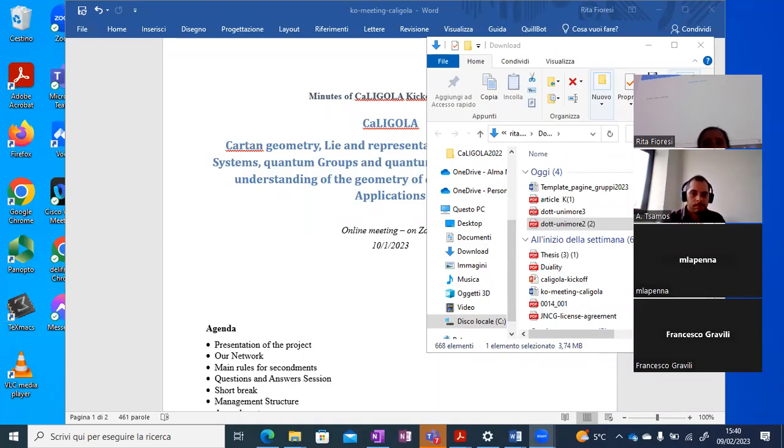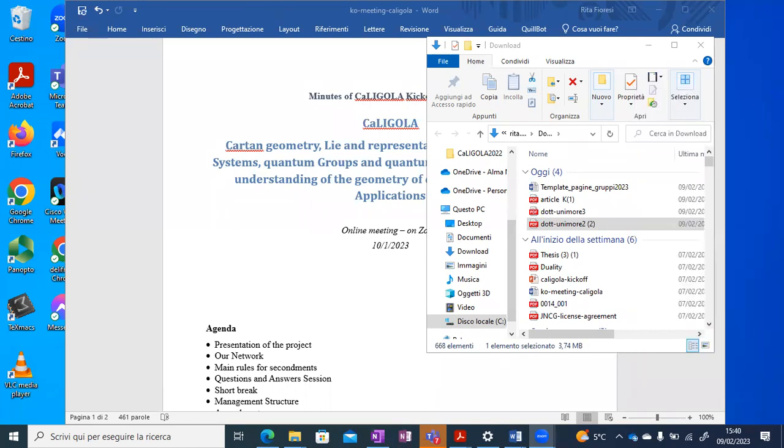Am I doing it? It seems so. Yes, it says "interrompi me," which means we're doing it.